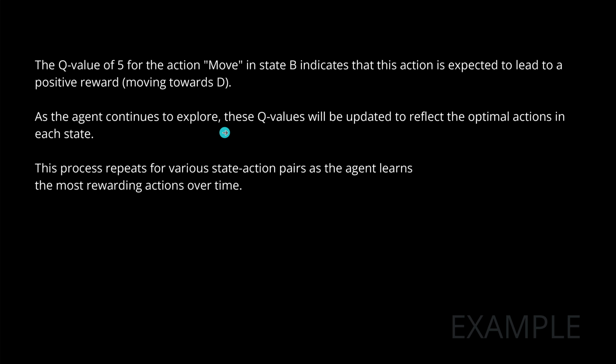As the agent continues to explore, these Q values will be updated to reflect the optimal action in its state, and the process repeats for various state action pairs as the agent learns the most rewarding action over time. This is the simplest version that exists.